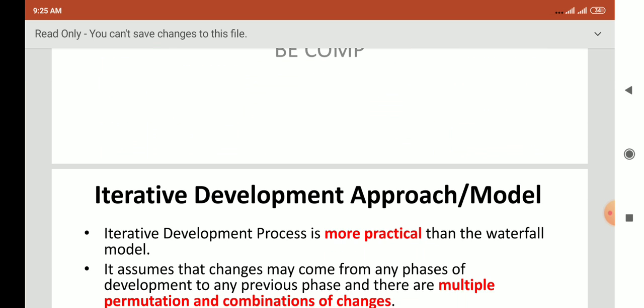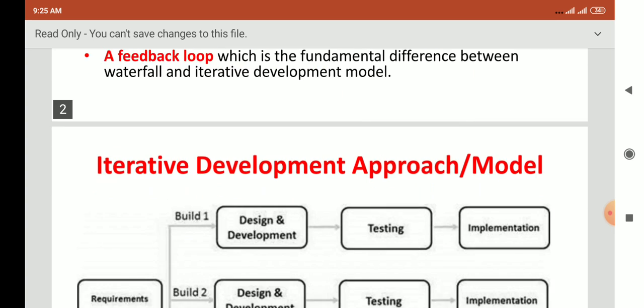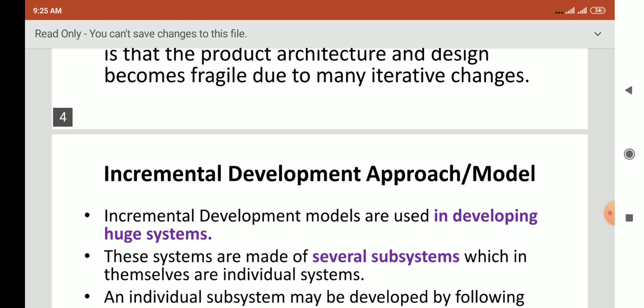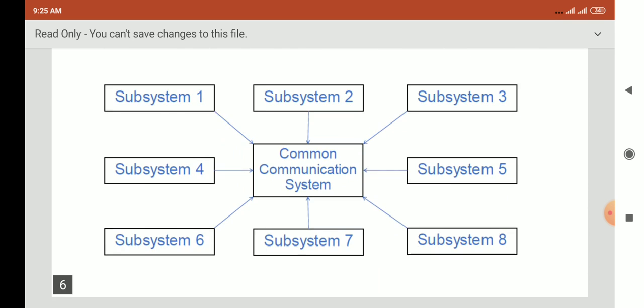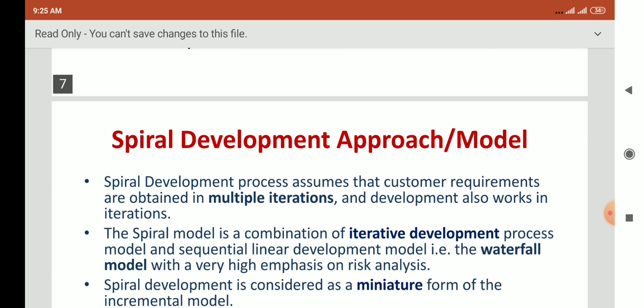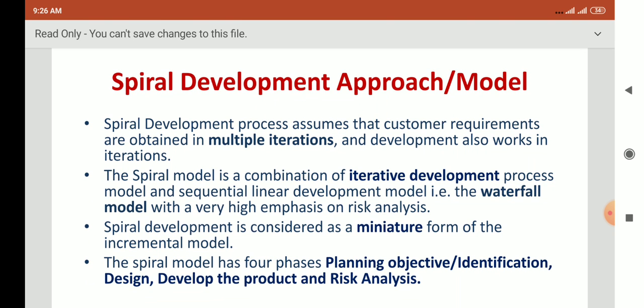In the previous lecture we saw the iterative development approach and the incremental development approach and their limitations. Today we are going to understand the spiral model. Again, the spiral development approach is an SDLC process. The spiral development process assumes that customer requirements are obtained in multiple iterations and development also works in iterations. So it is part of the iterative model.